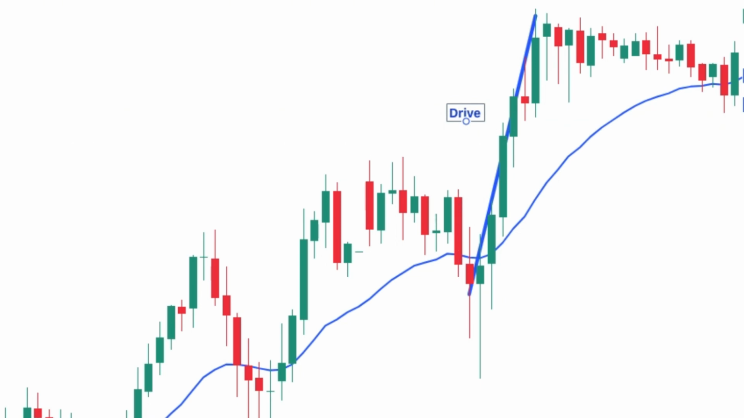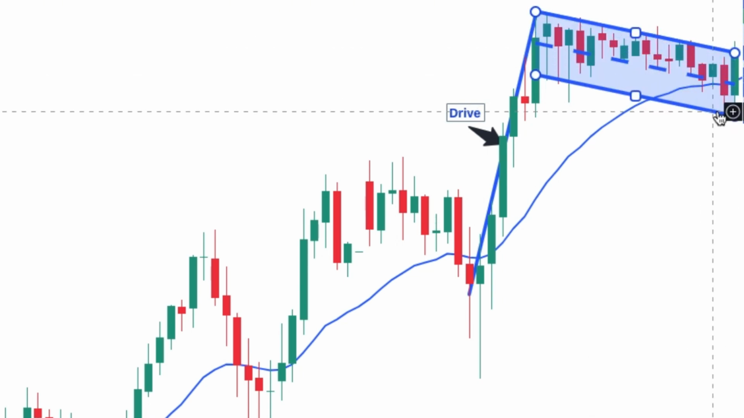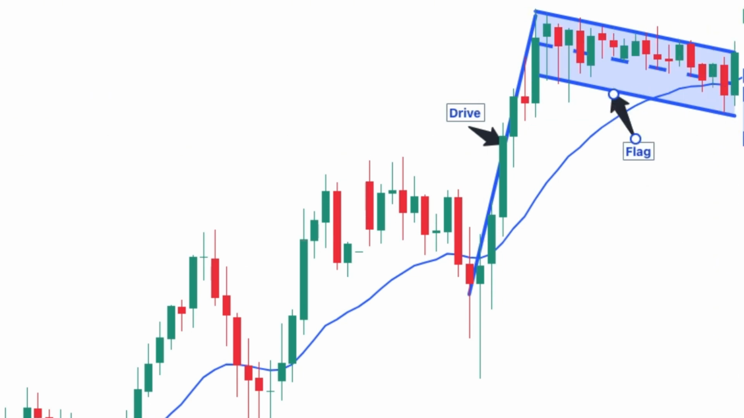So the bull flag is a chart pattern that begins with a strong upward momentum, often referred to as the drive, and it usually occurs in the context of a trend. Now, this drive is followed by a period of consolidation where the price pulls back slightly, but it stays within quite a tight range. This forms the flag. And the idea here is that once the price has gone into this consolidative pattern, it will then continue in the direction of the original trend.